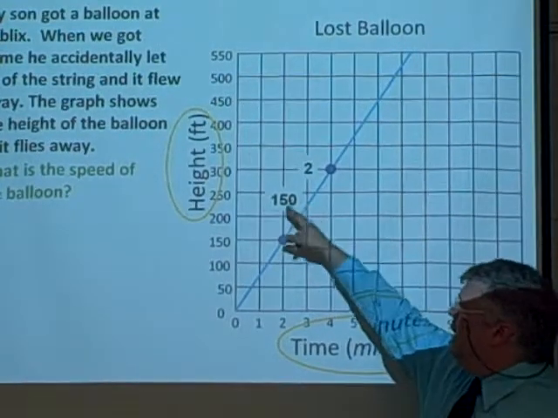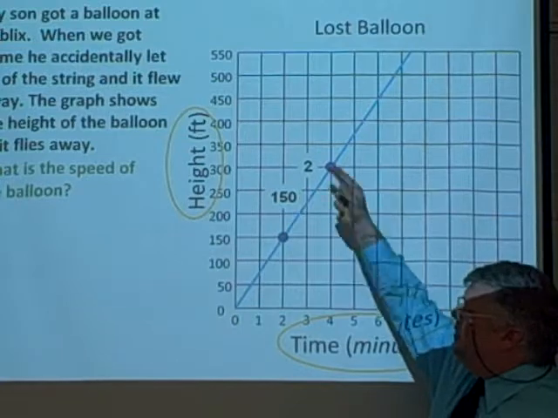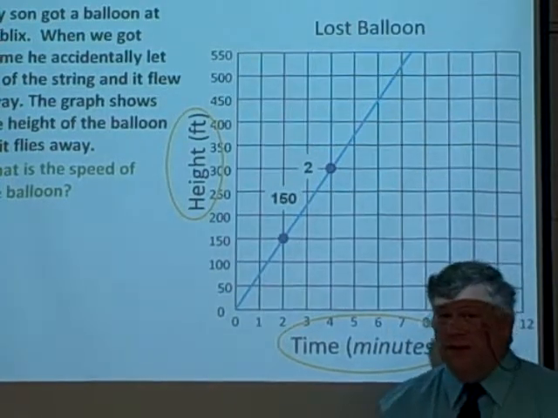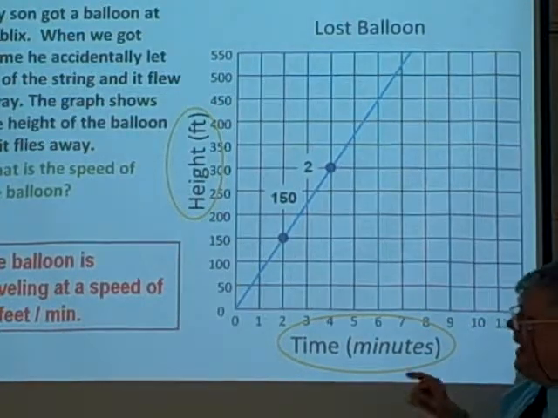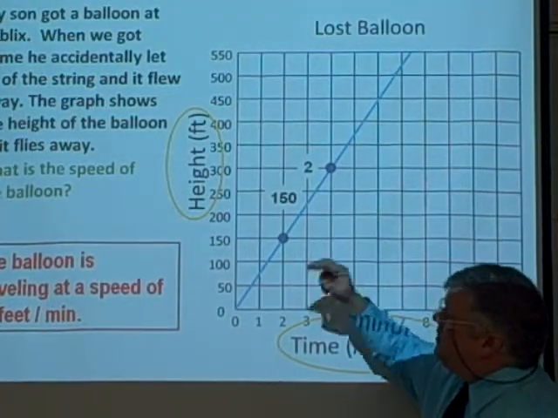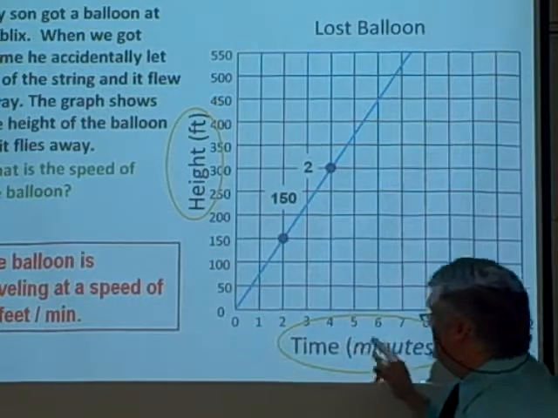So the slope would be the rise over the run, 150 over 2. 150 over 2 simplifies to 75. So the balloon is traveling at a speed of 75 feet per minute.